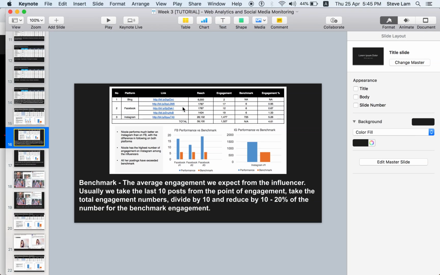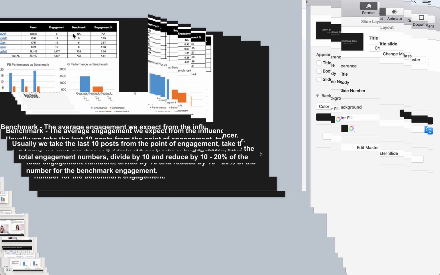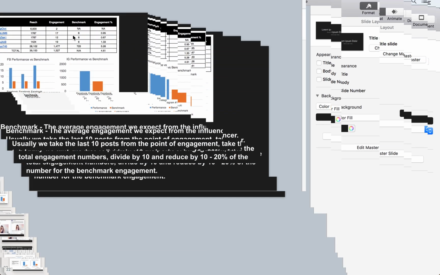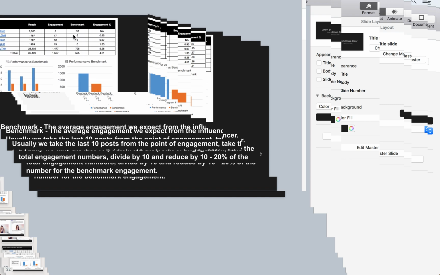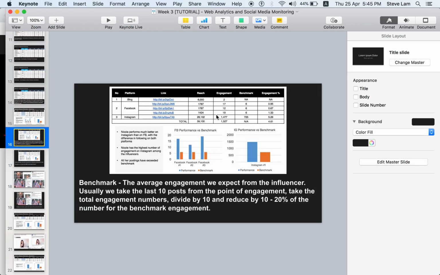Her benchmark for Facebook is very low. Some is even non-existent. The blog is non-existent because we can't calculate the previous benchmark. But for Facebook, it's just 6. It's really not that high. So she outperforms it in this sense.